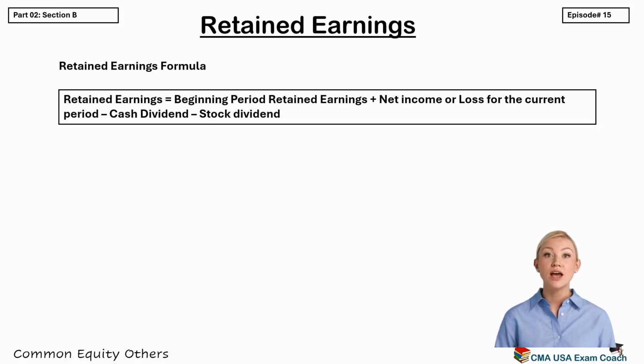So this formula helps us track how much profit the company has kept after rewarding shareholders and how it builds up or reduces over time based on performance and dividend policies. So in summary, retained earnings are the cumulative profits that remain in the company after dividend payments, and they serve as an essential source of funding for future growth, stability, and shareholder value. They grow when the company is profitable and shrink when there are losses or when dividends are declared.